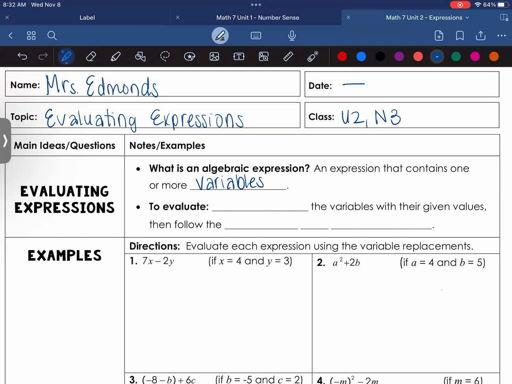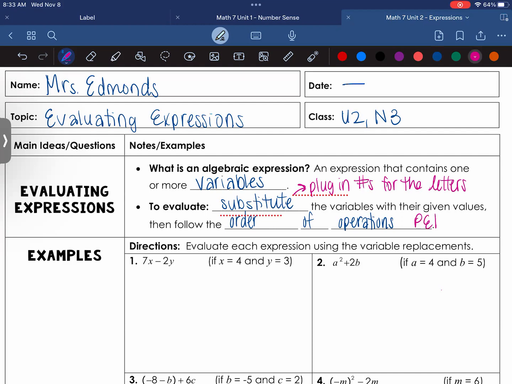All right, to evaluate, we will substitute the variables with their given values. What that means is that you will plug in numbers for the letters, and you'll see down below when we do that how to do it. So you substitute the variables, then you follow the order of operations, which is PEMDAS.